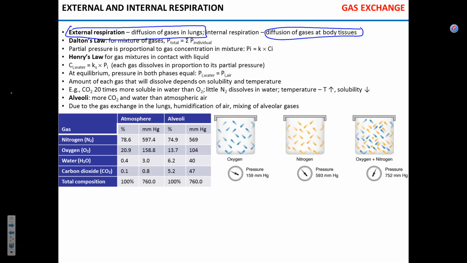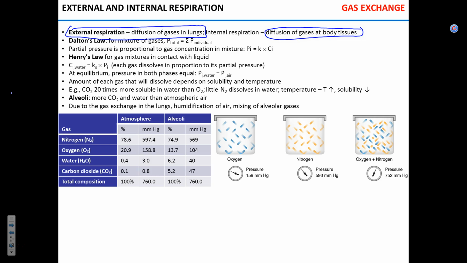Am I clear? Can you imagine that? What happens in your lungs is external respiration. What happens in your tissues is internal. What can be confusing here? External respiration is not breathing. What we call breathing, the scientific name for that is pulmonary ventilation. Does that make sense?